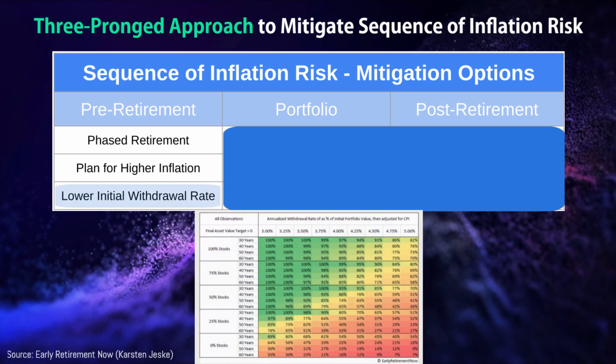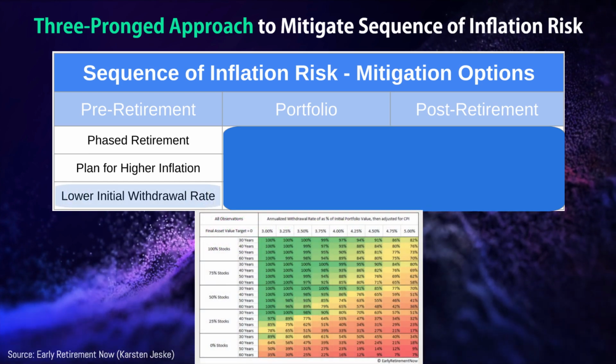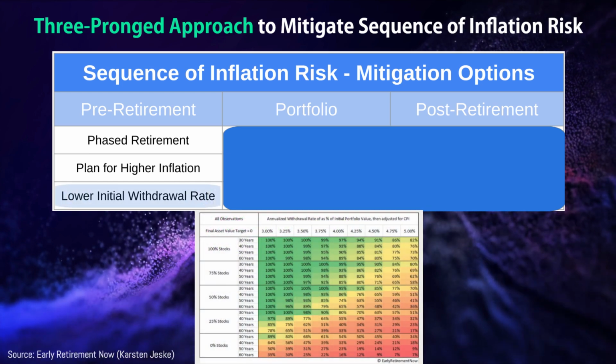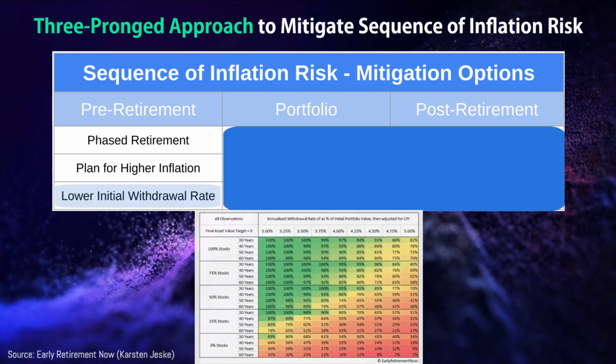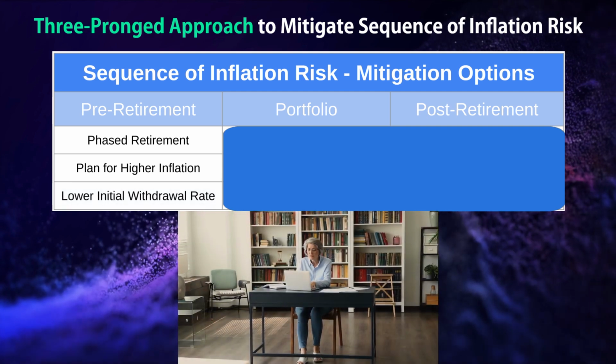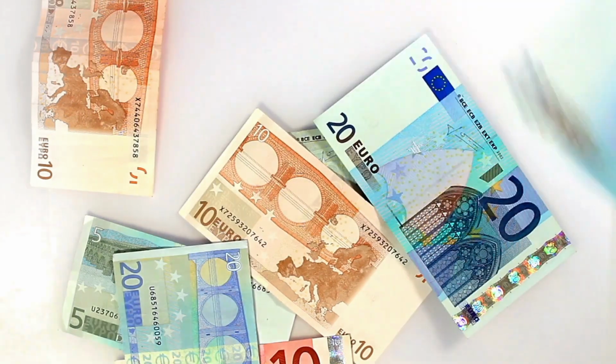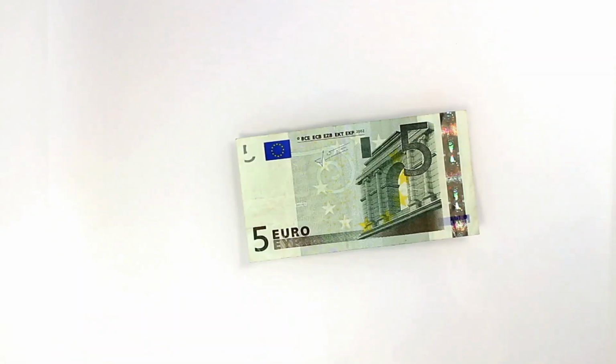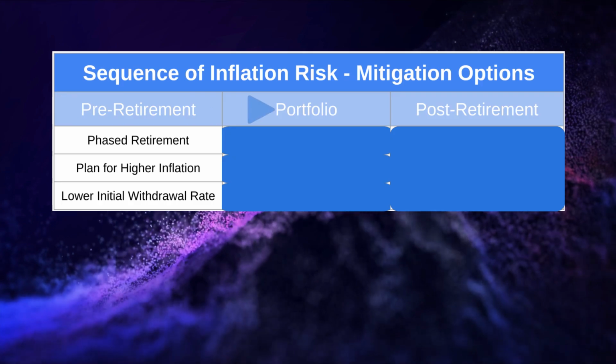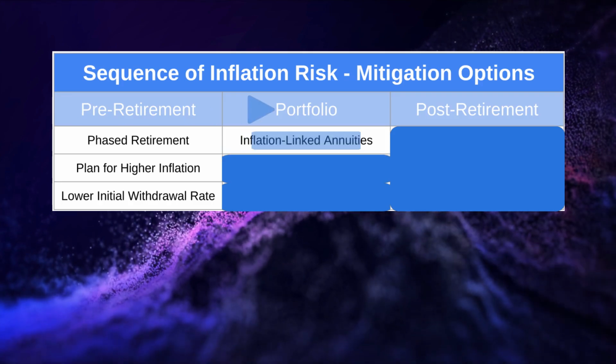Third, start with a lower initial withdrawal rate. This might mean working longer to build a bigger nest egg, or adjusting your lifestyle expectations. Understanding your discretionary expenses is crucial, as it will allow you to tighten the purse strings and reduce the withdrawal rate when necessary. Next, on to portfolio allocation considerations.